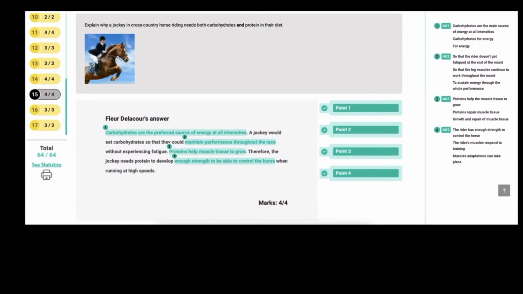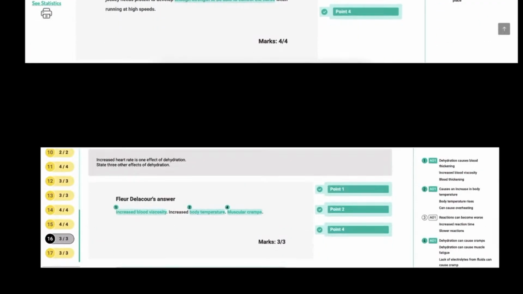Apologies for that. Anyway, explain why a jockey in cross-country horse riding needs both carbohydrates and protein. So again, we've got to explain why, so we've got to give reasons. But again, we must cover both carbohydrates and protein. So they need carbohydrates as the preferred energy source. They maintain performance throughout the race. Proteins help with muscle tissues to grow, and they provide enough strength to be able to control the horse. So we're applying that in this case to the horse riding example.